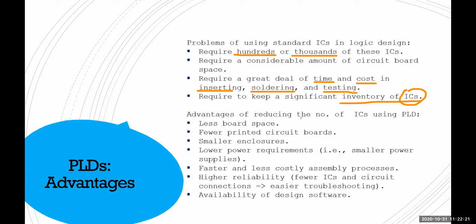That means for NAND, NOR, NOT, AND, OR, XOR, XNOR, you need to keep these 7 types of ICs at your home, and enough of them, because there are 7. That's why. But if you use PLD, you do not need hundreds of ICs. You only need 1 or 2.